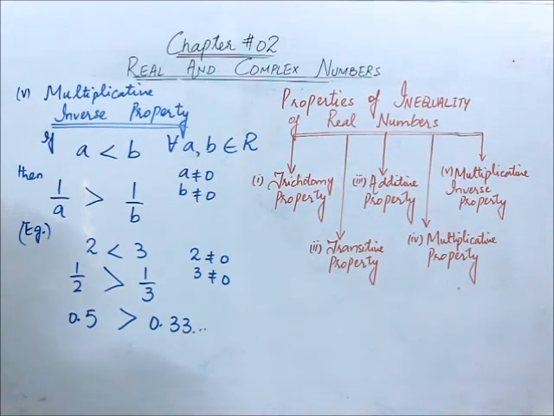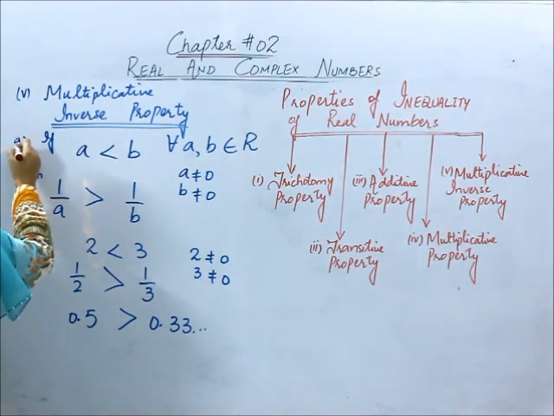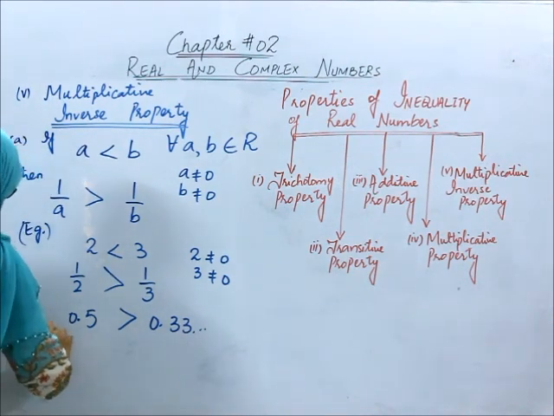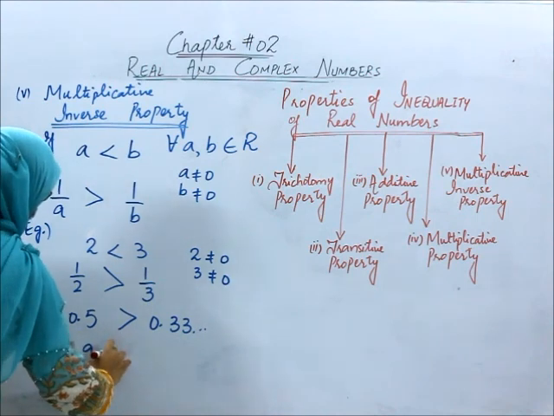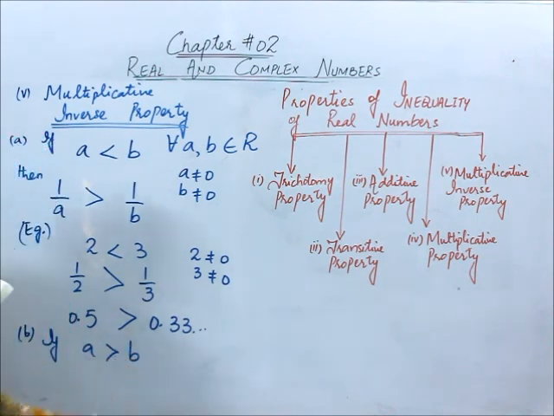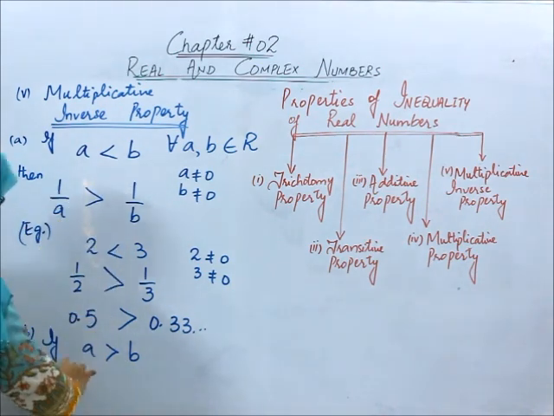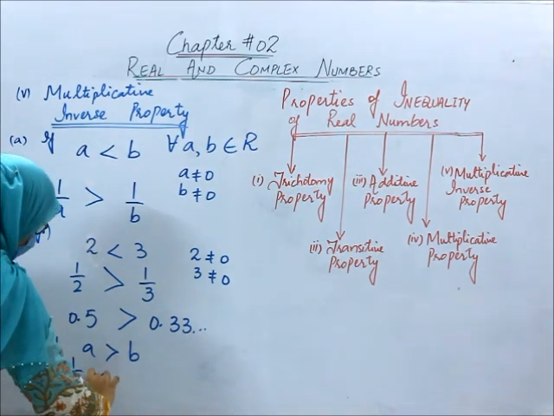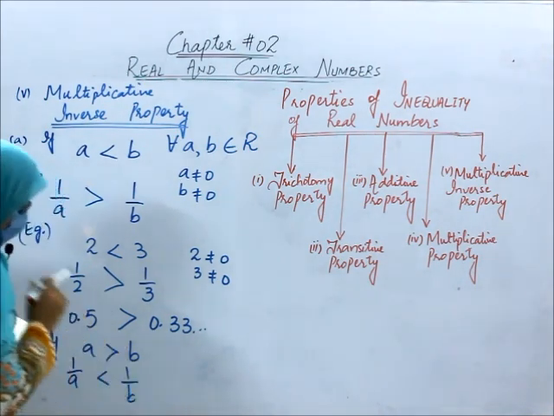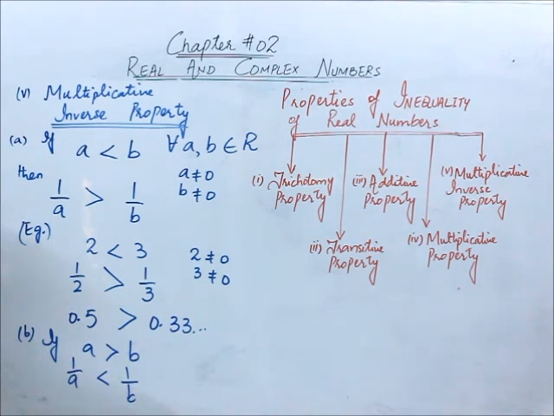The second part of this property is if you have A greater than B, that is the reverse of that relation. A was less than B and 1 over A was greater than 1 over B. So if A is greater than B, then definitely 1 over A would be less than 1 over B. Fine. So this is the multiplicative inverse property.